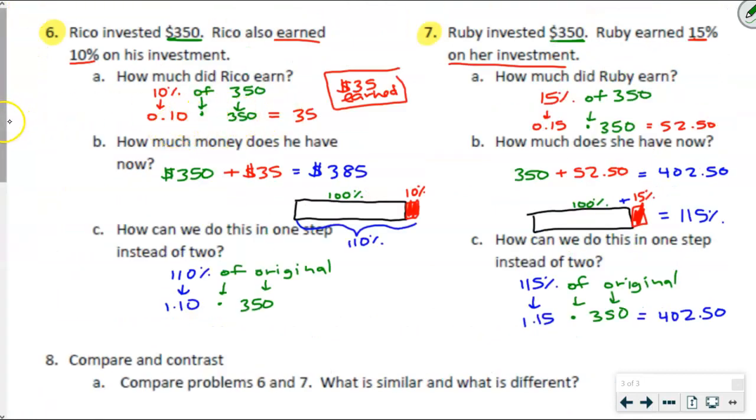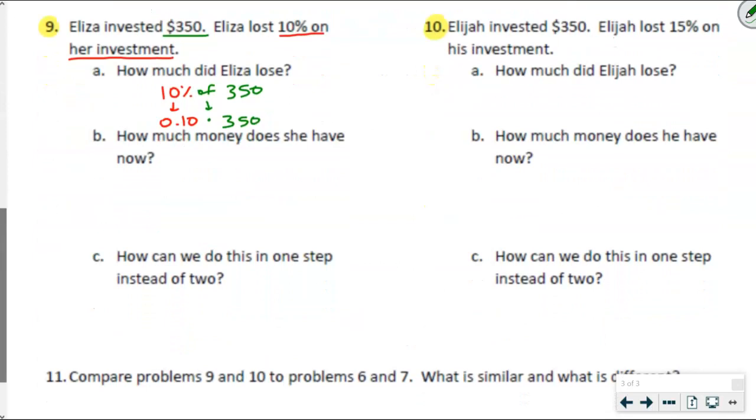How much did Rico earn? 10% of 350. How much did Eliza earn? 10% of 350. Only it's not earnings, actually, it's loss. But the first calculation is the same. We know that that is equal to $35.